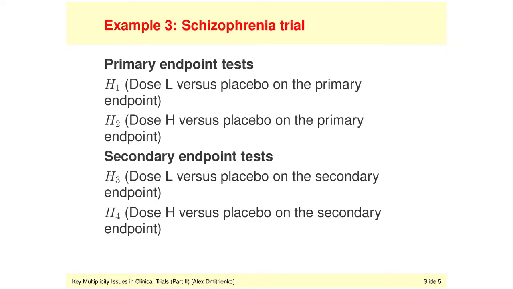And the secondary endpoint tests will be put in the second family, or family 2, which includes the hypotheses H3 and H4, and as explained on the slide, those hypotheses are the hypotheses of no difference between the low dose and the high dose versus placebo, respectively, and those tests are based on the key secondary endpoint in this trial, which was the CGI-S score. CGI-S here is the Clinical Global Impressions Severity scale that is commonly used as a key secondary endpoint in schizophrenia trials.